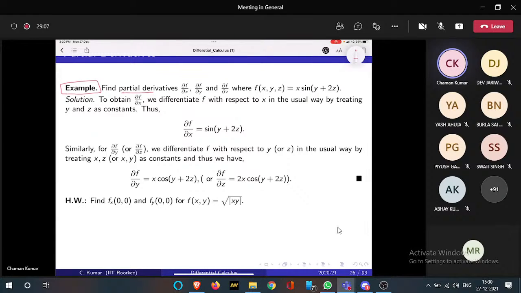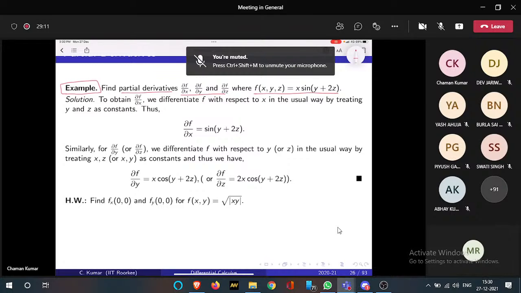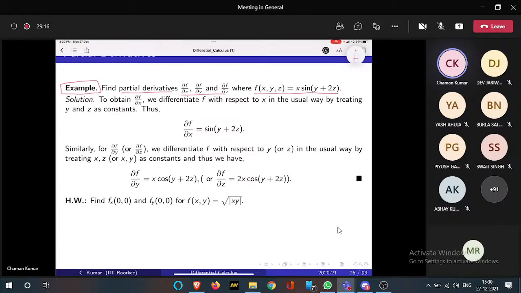Find the partial derivatives of this. Again, this is also a very simple exercise. Partial derivative with respect to x means you have to keep y and z constant. So that means sine(y plus 2z) will be constant, and the derivative with respect to x will be just the derivative of x. So you get this one.